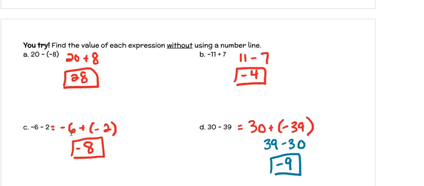C, you rewrite it as negative 6 plus negative 2. And they're the same sign, so you're adding, and it ends up being negative 8. 30 minus 39, you rewrite it as 30 plus negative 39. And then you do subtraction because they're different signs. So 39 minus 30 is 9, and the larger number is 39, so it's negative. Okay?